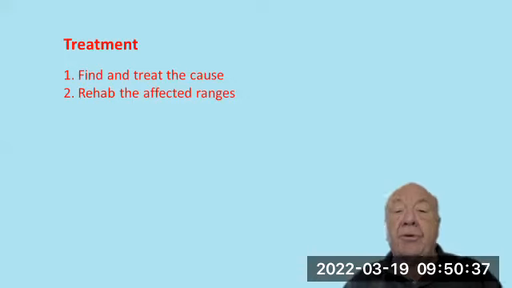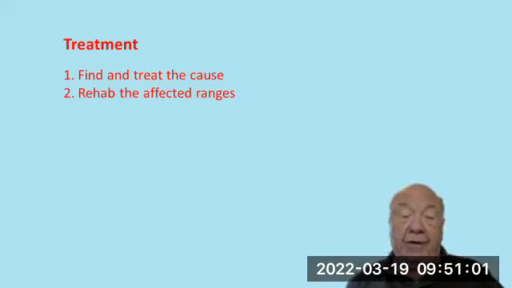As far as treatment is concerned, this one's really quite simple. Find and treat the cause. It's that simple. There's no point in trying to, apart from testing procedures where you can use this to find out what joint is causing it. As far as treatment is concerned, deal with the cause of the reflex inhibition, and that should correct the reflex inhibition.